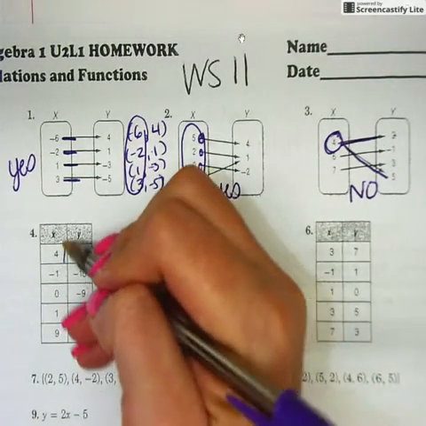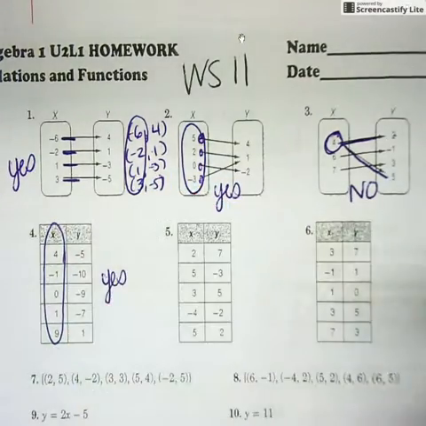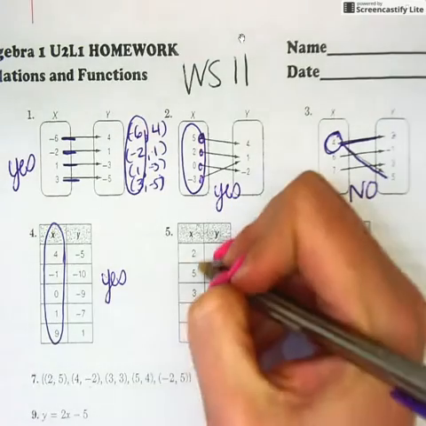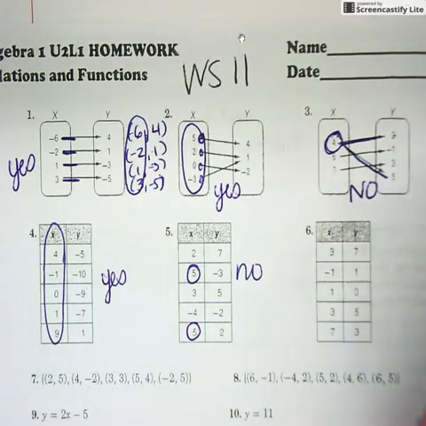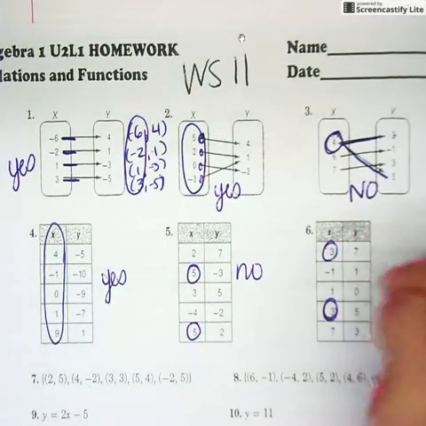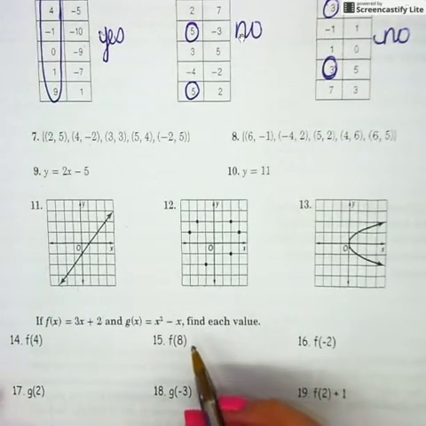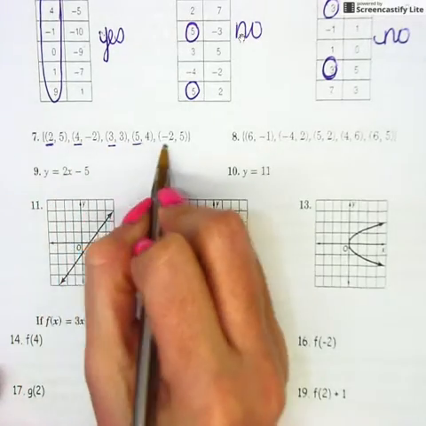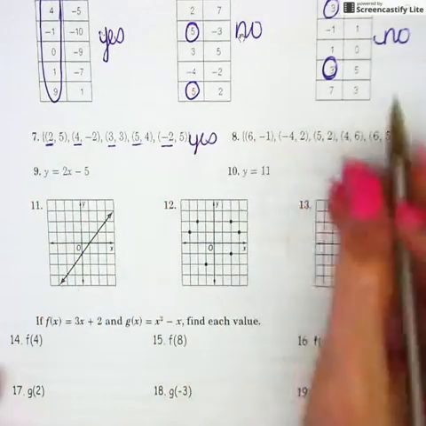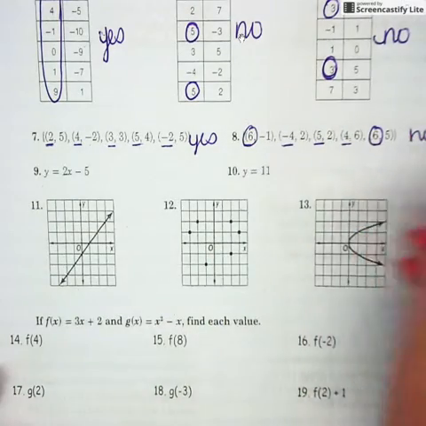All right, number 4, we're going to simply look down the X column. All of those are different, so yes. Number 5, you will notice there are 2 5s, so that is a no. Number 6, there are 2 3s, so that is a no. All right, 7 and 8, again, we're just going to look at the ordered pairs. So all of these are different, so that is a yes. We have 2 6s, making that a no.